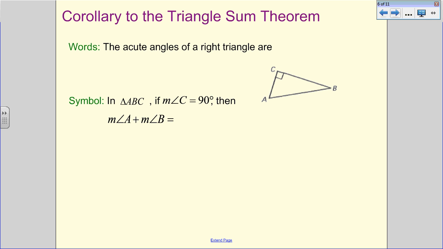All right, so now what we have is a corollary. We have the corollary to the triangle sum theorem. The acute angles of a right triangle are going to be complementary.